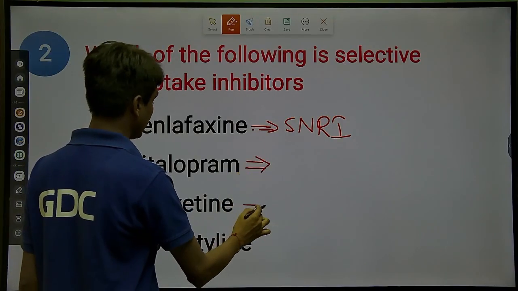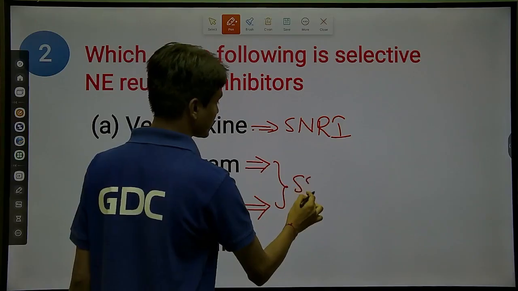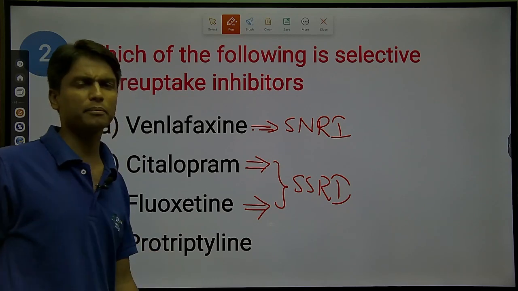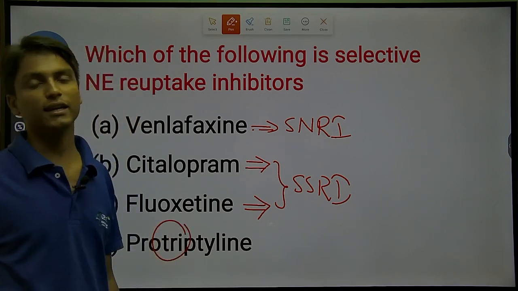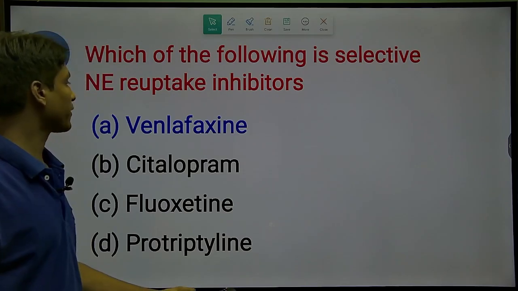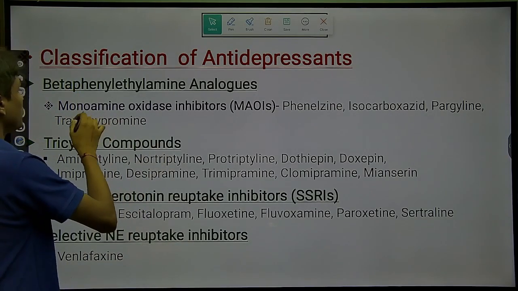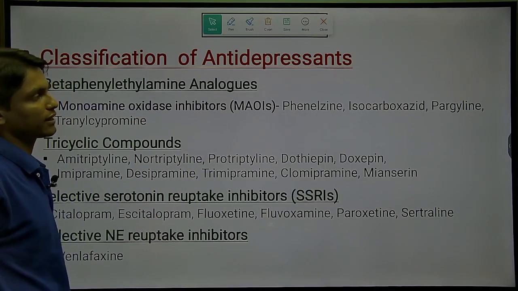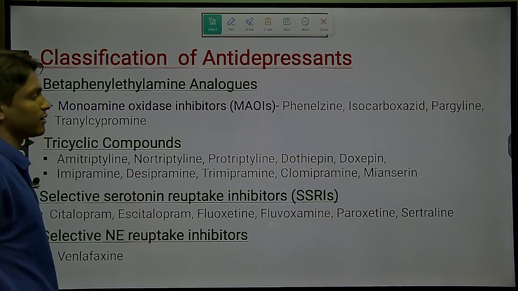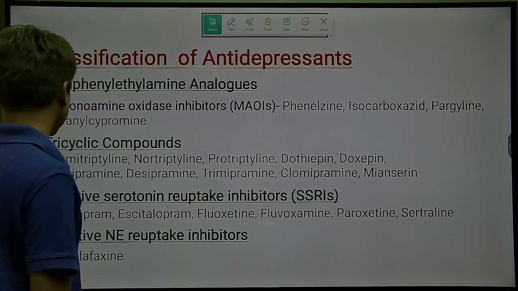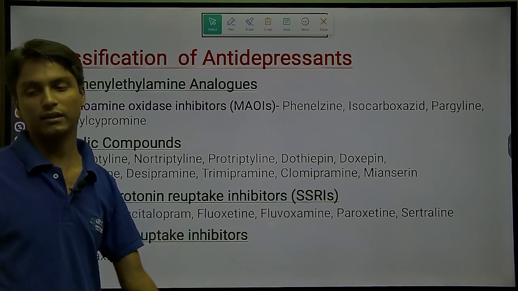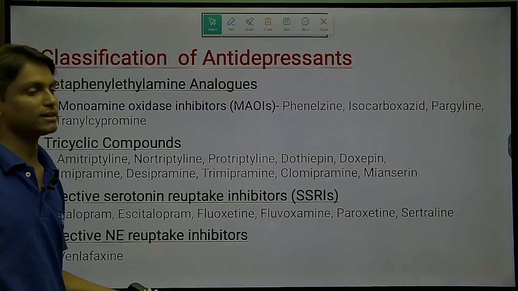Next citalopram and fluoxetine, both of these drugs are SSRIs, selective serotonin reuptake inhibitors. The next one is protriptyline, which is a tricyclic antidepressant. So the answer for this one is A, that is venlafaxine. We can go through the different drugs. MAO inhibitors: phenelzine, isocarboxazid, pargyline, tranylcypromine. Tricyclic antidepressants: amitriptyline, nortriptyline, protriptyline, and so on. SSRIs: citalopram, escitalopram, fluoxetine, fluvoxamine, paroxetine, and sertraline. Selective norepinephrine reuptake inhibitor: venlafaxine.